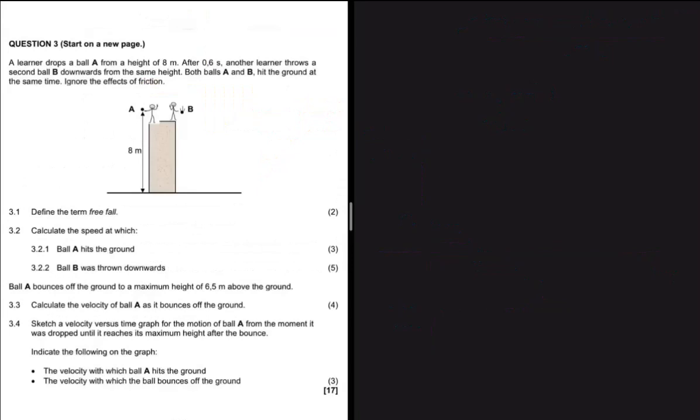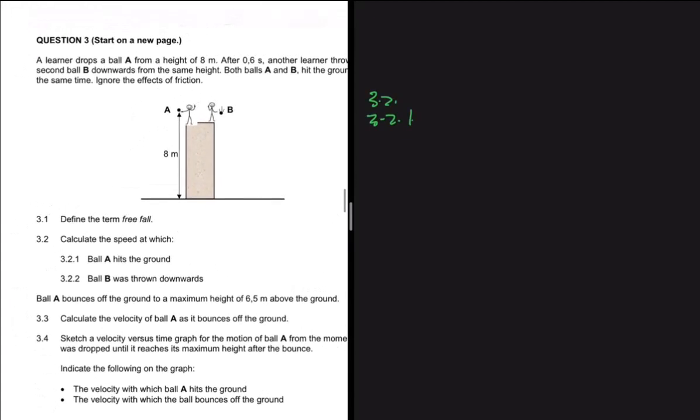How do we define the term free fall? Free fall is a motion of a body where gravity is the only force acting upon it, right? So let's jump straight to 3.2 and do 3.2.1. So 3.2.1 is: let's calculate the speed at which ball A hits the ground.